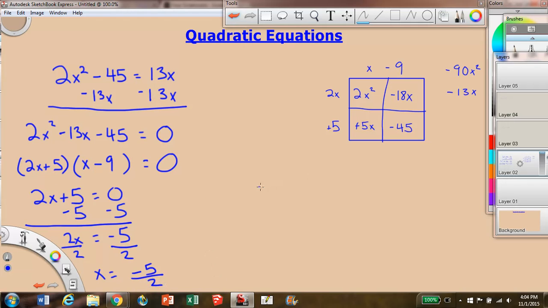Now the other thing we need to do is set x minus 9 equal to 0. And this is pretty easy to do. You just add 9 to both sides. x is equal to 9.